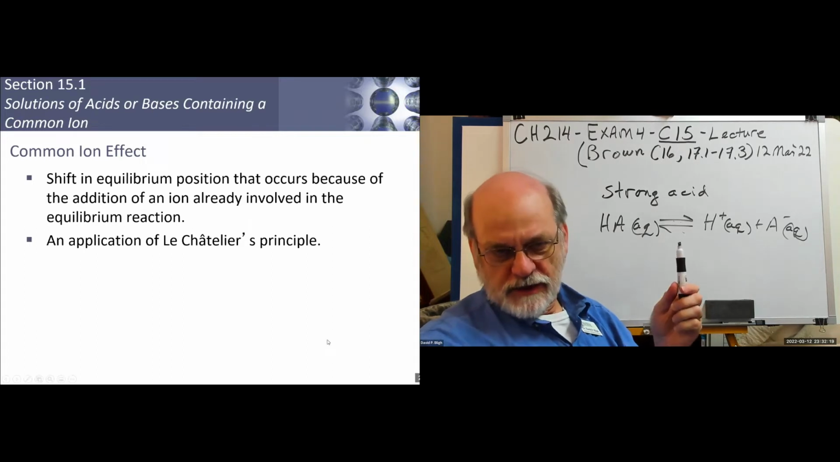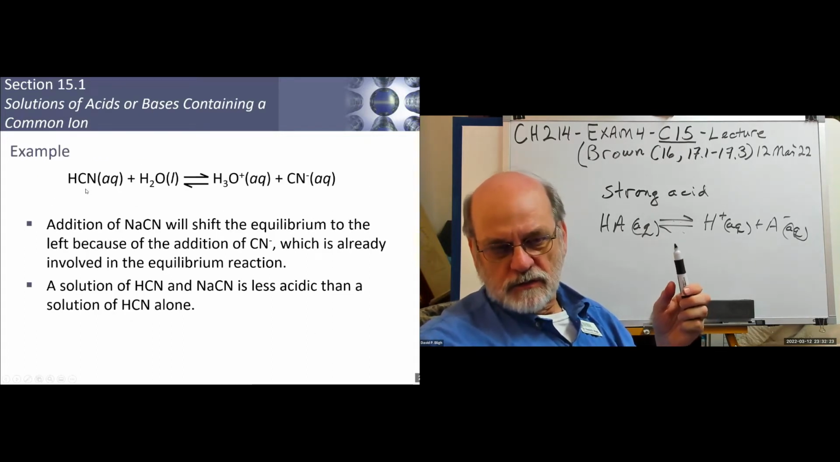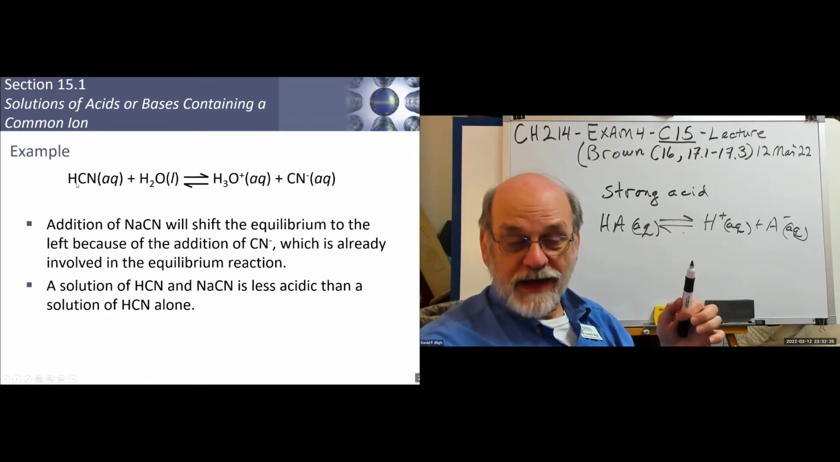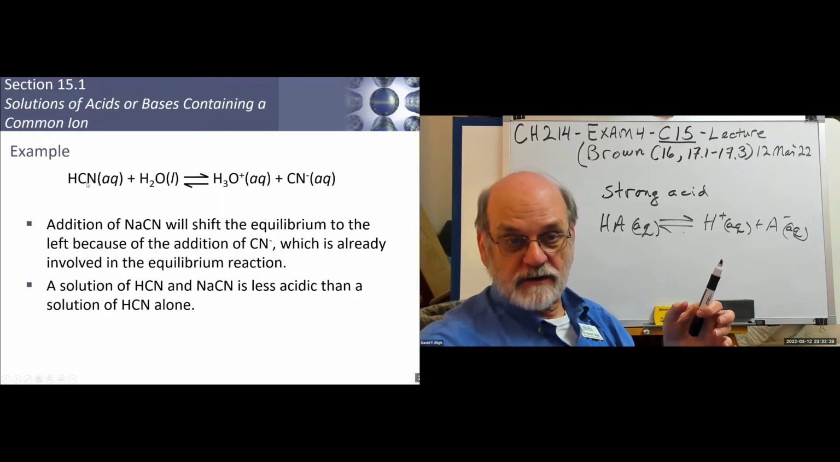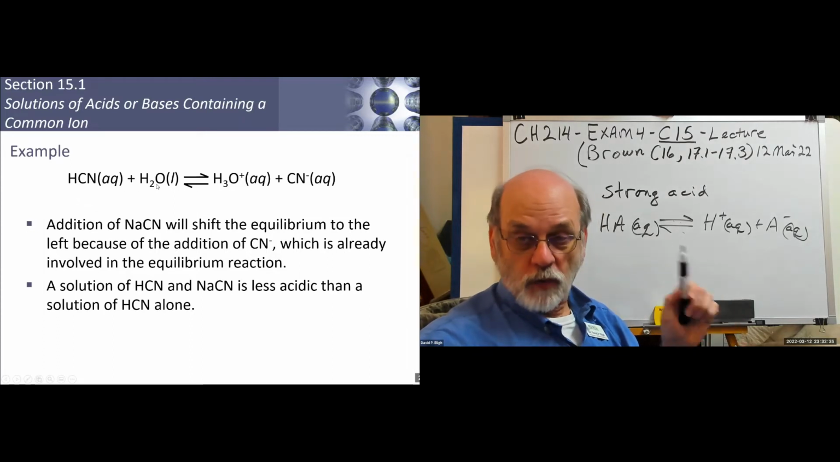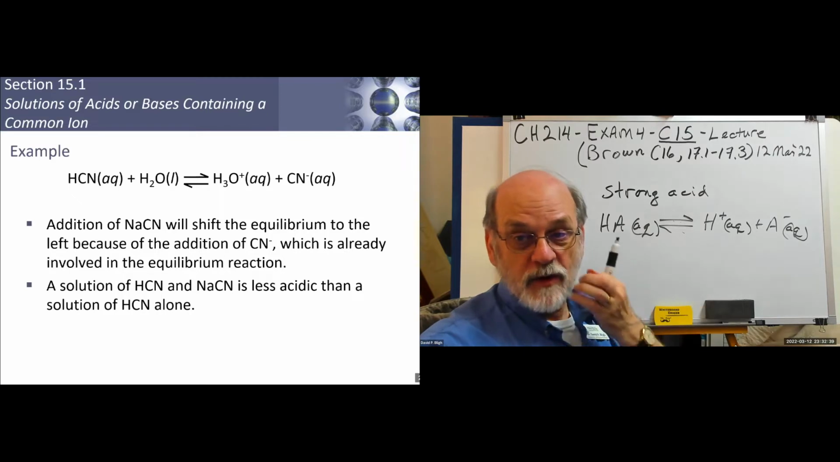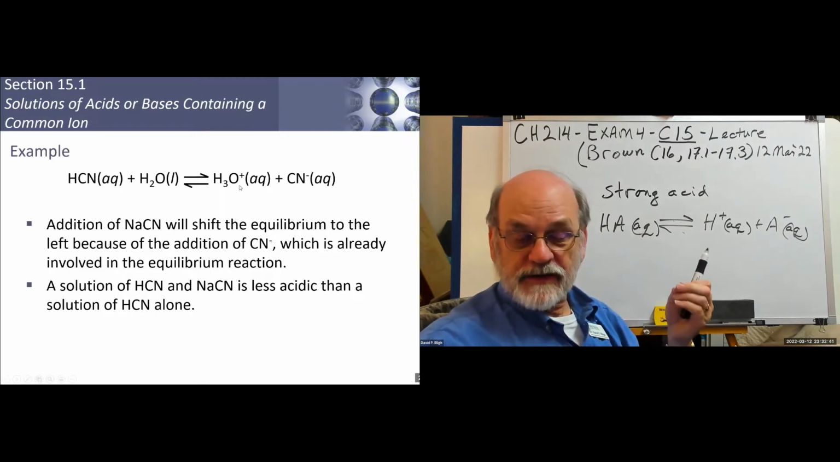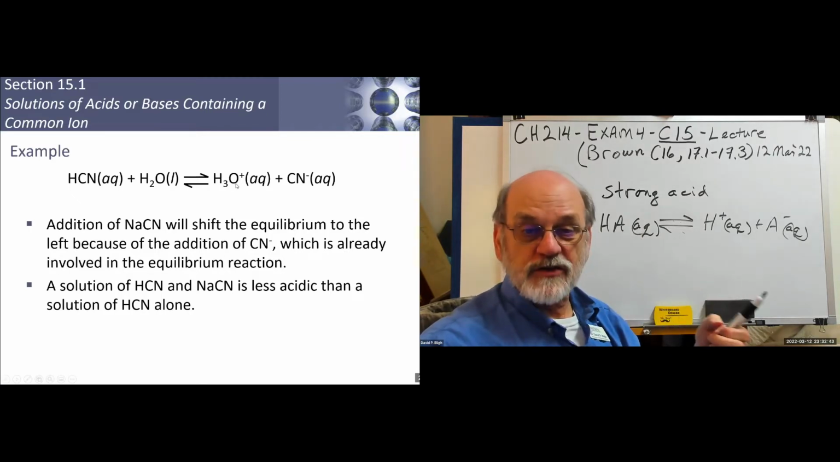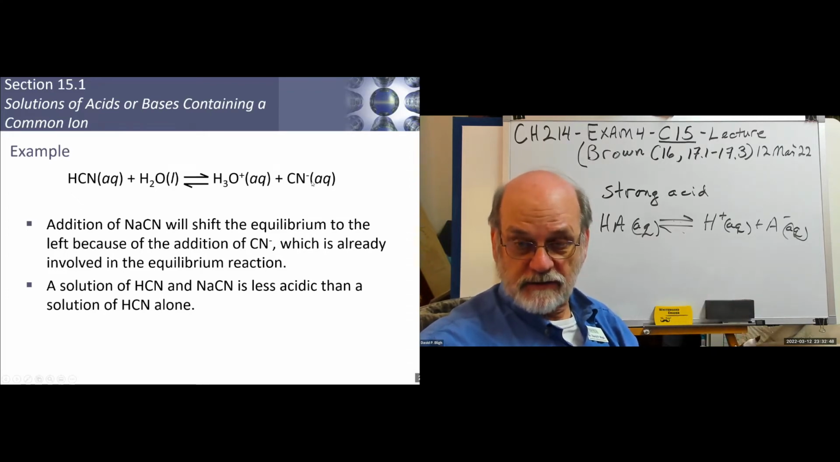Okay, so let's see if we have some examples. Let's say we want to dissolve hydrocyanic acid in water, and it typically would give you this reaction where HCN reacts with water. HCN would be the acid. In this case, water would be the base, the Bronsted-Lowry base. That makes the hydronium ion the conjugate acid and the cyanide ion the conjugate base.